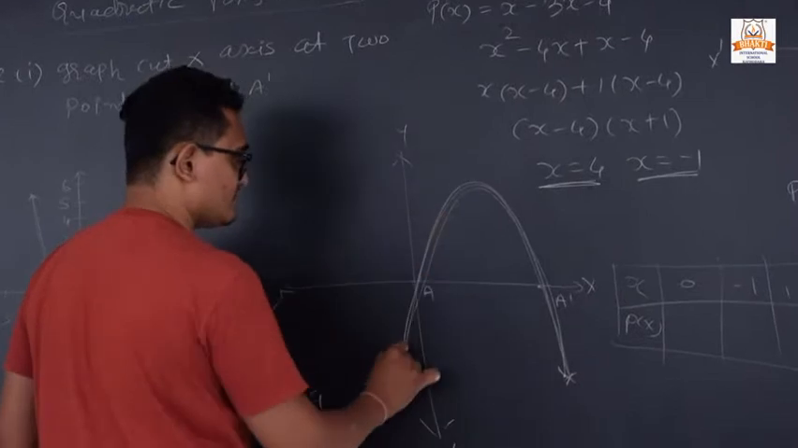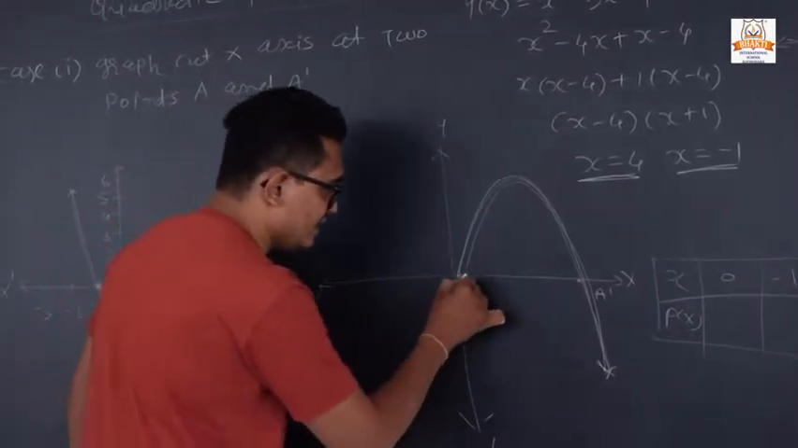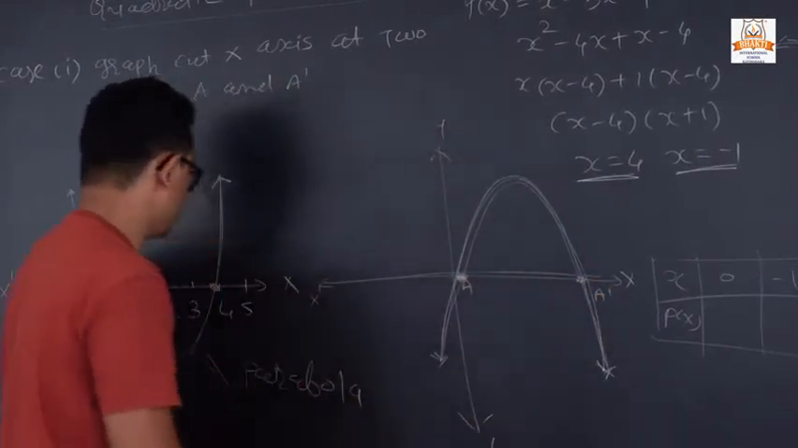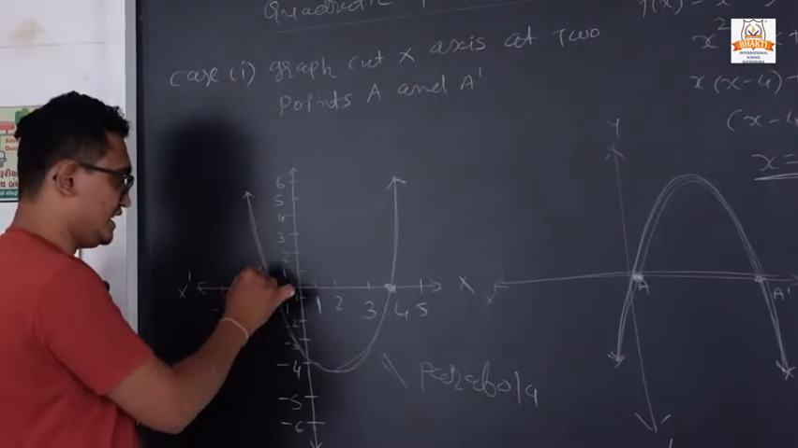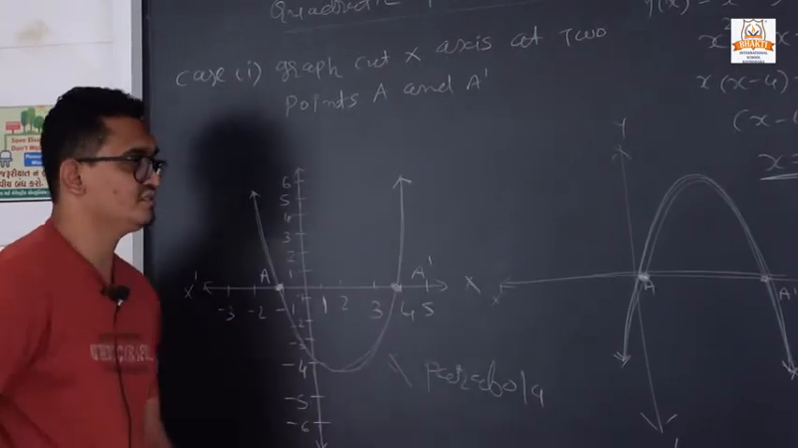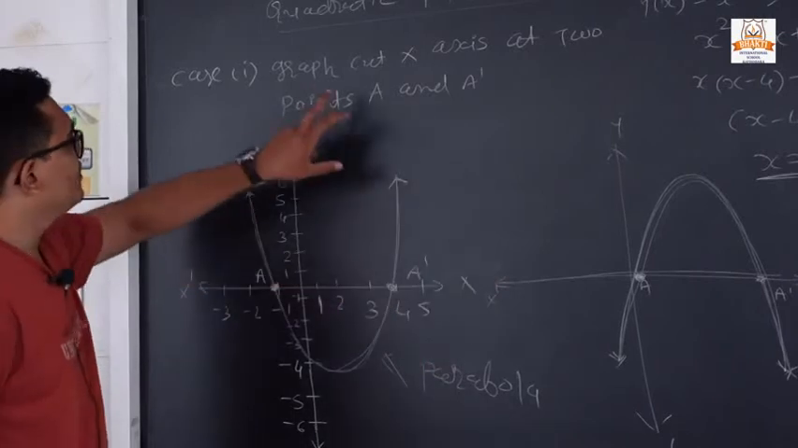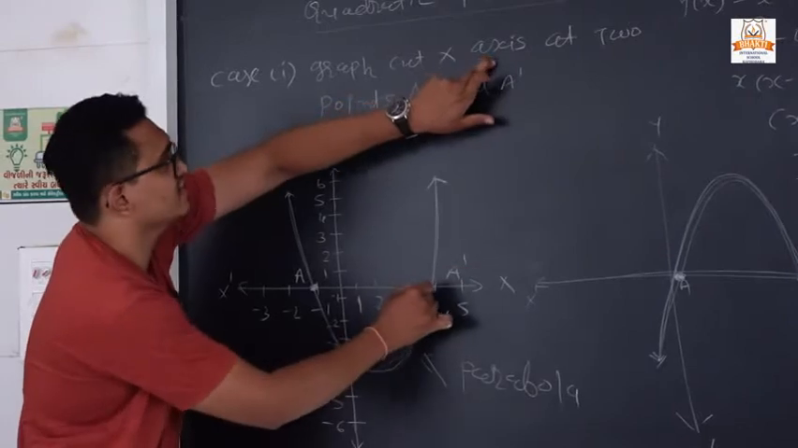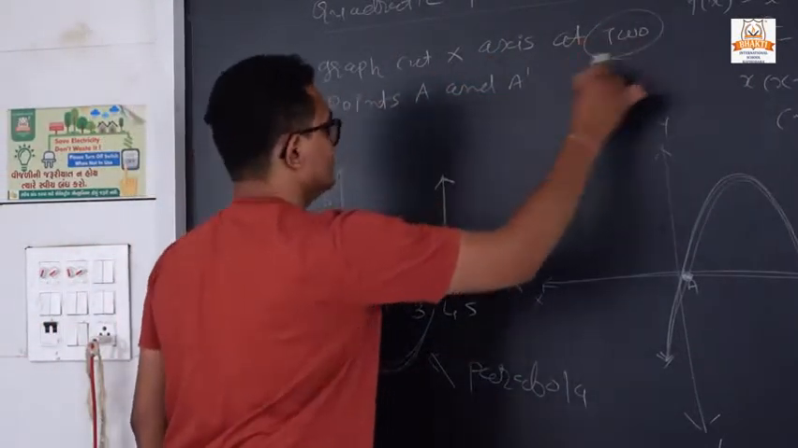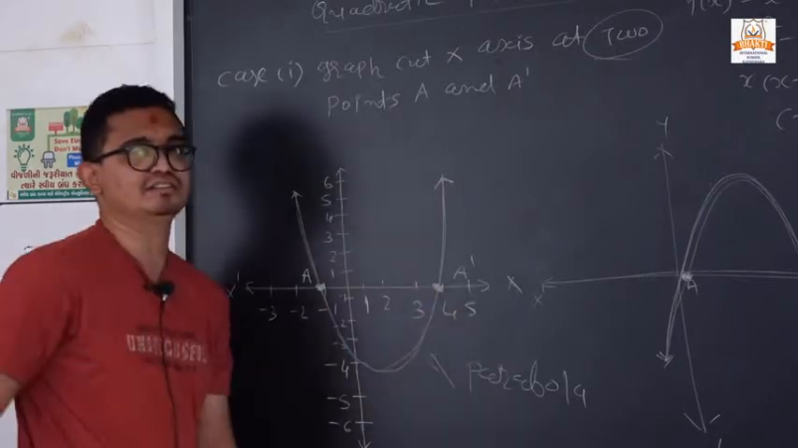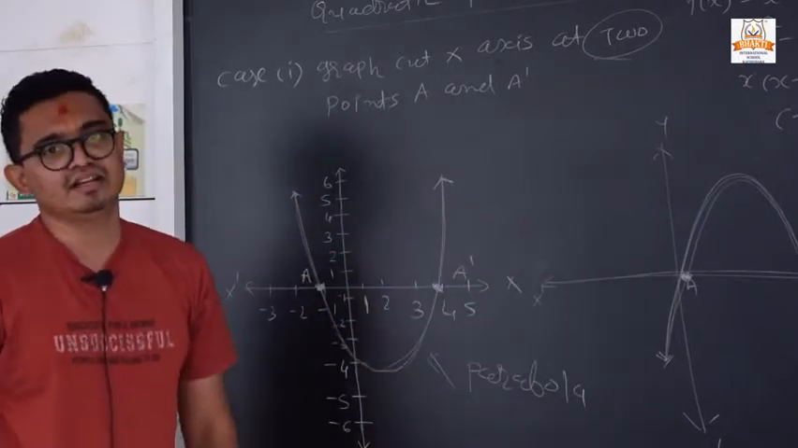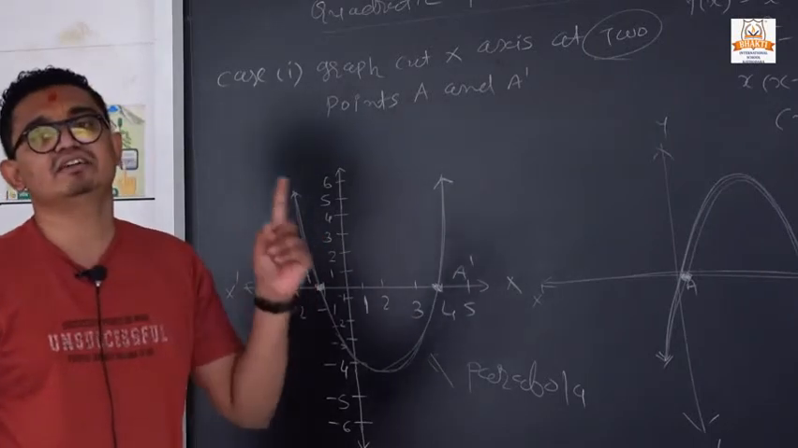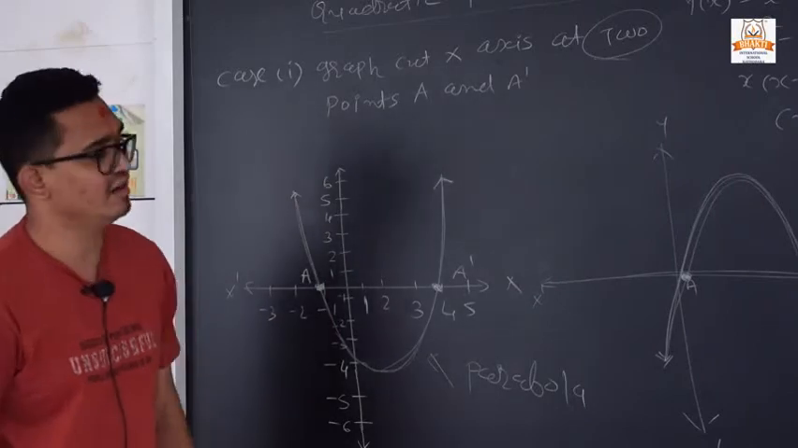If we take more examples, sometimes the graph is a downward parabola. Clear? Here it cuts the x-axis at two different points, a and a dash, same as here: first a and here a dash. So in the first case, the graph cuts the x-axis at 2 points. This is our case number 1. In case number 1, remember one thing: x has two different values for that polynomial.